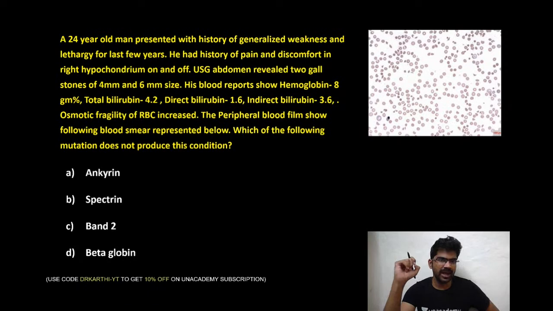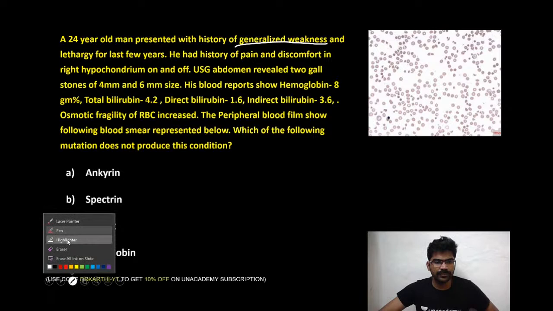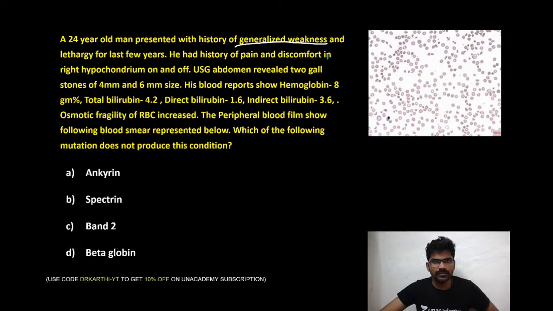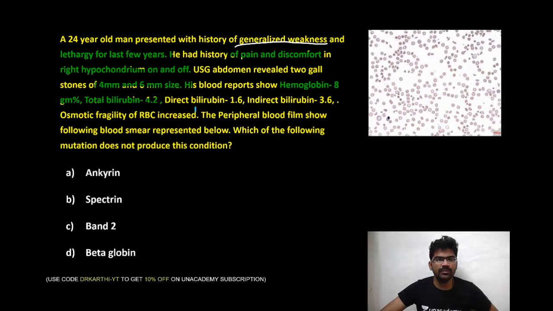A 24-year-old man presented with a history of generalized weakness and lethargy for the past few years, history of pain and discomfort in the right hypochondrium on and off. USG abdomen revealed gallstones. Blood report shows hemoglobin 8 g/dL, total bilirubin 4.2, direct bilirubin 1.6, indirect bilirubin 3.6, osmotic fragility of RBC increased. The peripheral blood film shows the following blood smear represented below. So this is the blood smear.